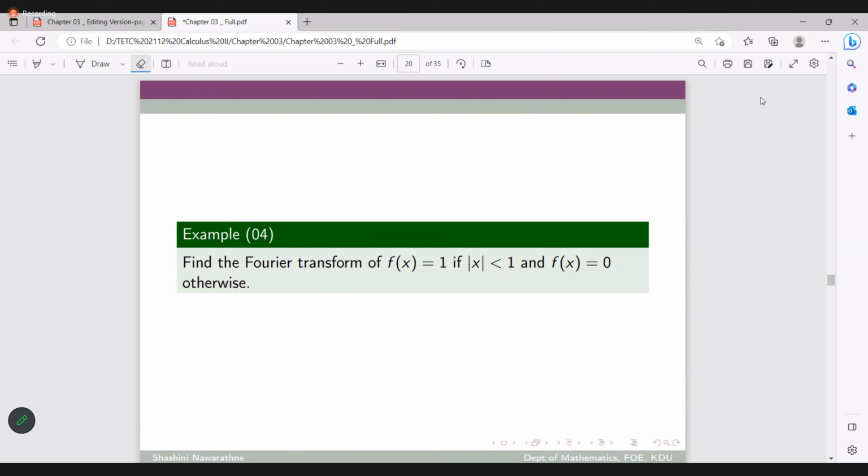So let's do this example. This is the easiest one.